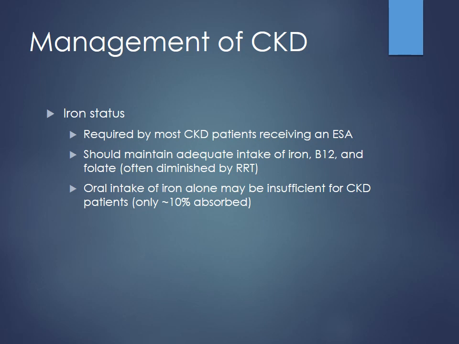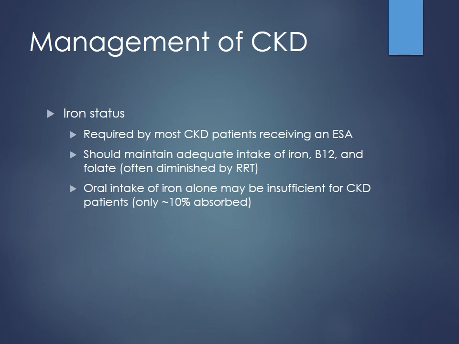So looking at their iron status, this is probably going to be required by all patients who are receiving an ESA, so you might as well just go ahead and prescribe both concomitantly. You need to make sure they're also getting adequate intake of things like B12 and folate, which can be diminished by patients who are on chronic renal replacement therapy. So make sure you're getting their multivitamin, make sure you're getting enough iron in their diet and through exogenous supplementation.